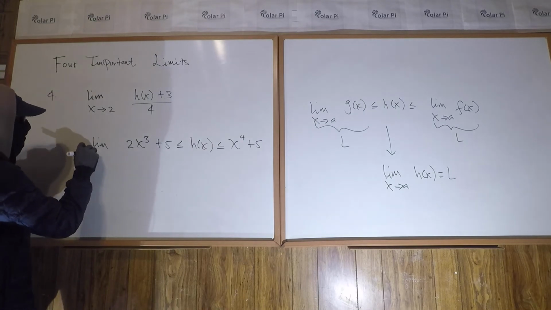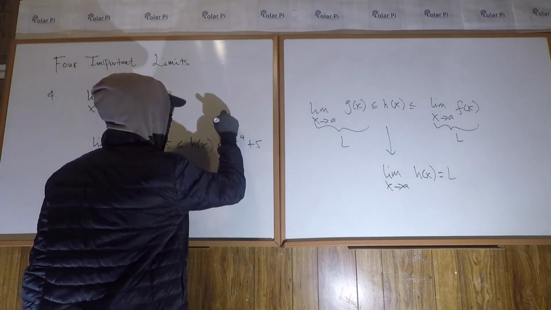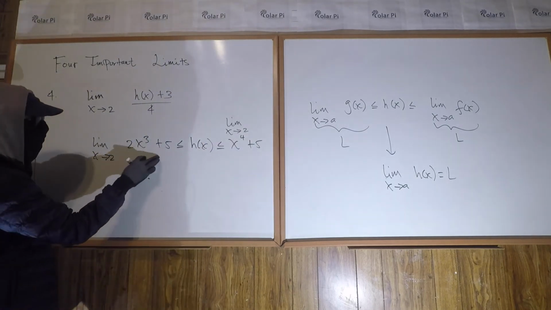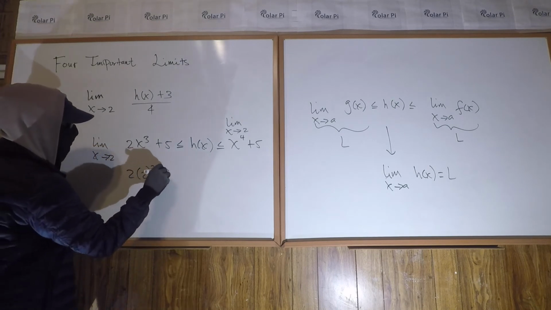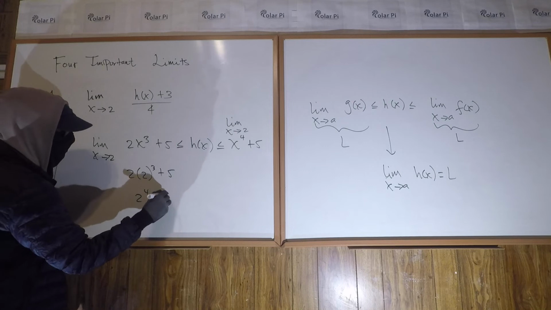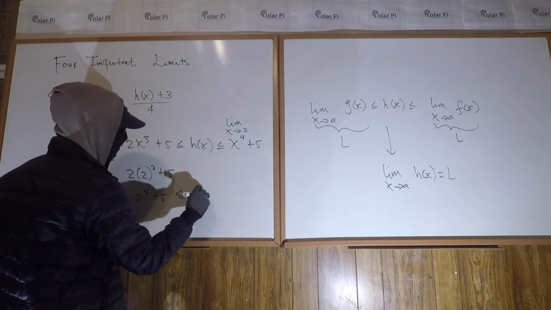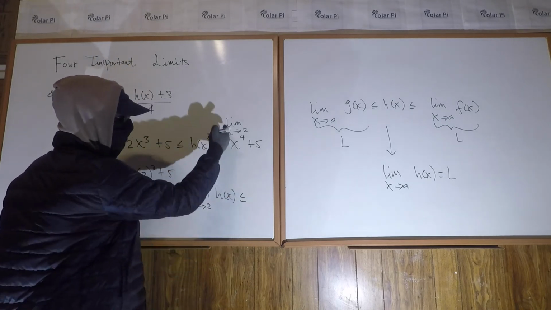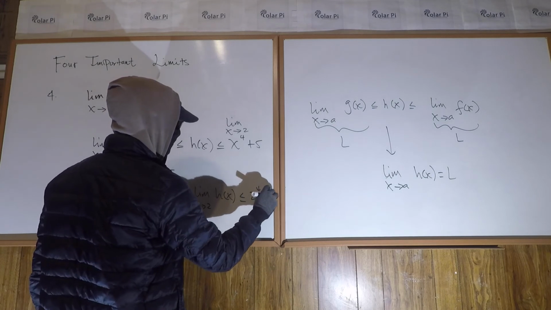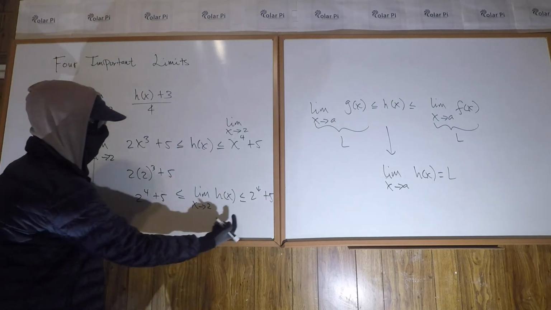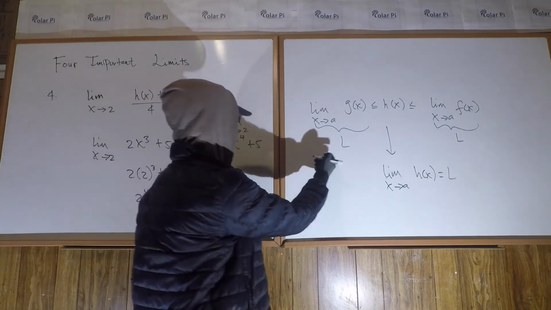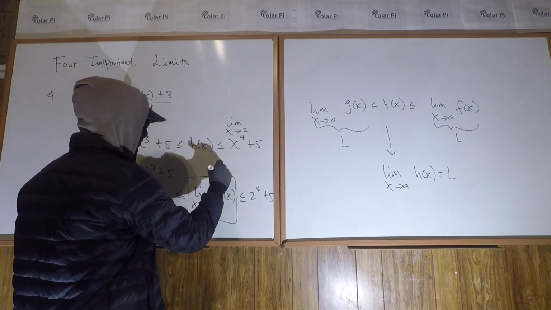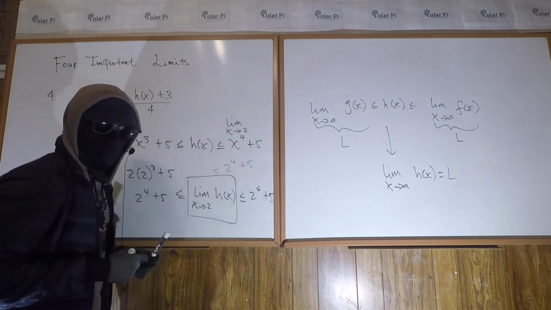So we take the limit as x goes to 2 here, and I'll just write it above. Can I get away with that, please? Now, as x goes to 2, this becomes 2 times 2 cubed plus 5. Notice that that's 2 to the 4th plus 5, which is less than or equal to the limit as x goes to 2 of h of x, which in turn is less than or equal to this limit, which is 2 to the 4th plus 5. I see, 2 to the 4th plus 5 on both sides. So that's what L is. So the limit of h of x is equal to 2 to the 4th plus 5. Got it.